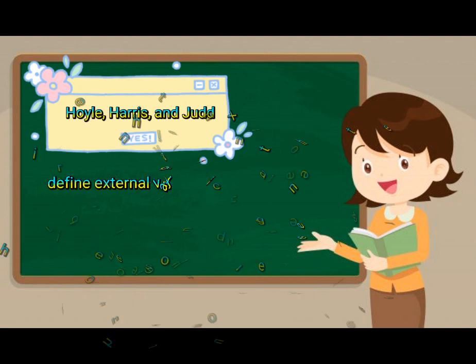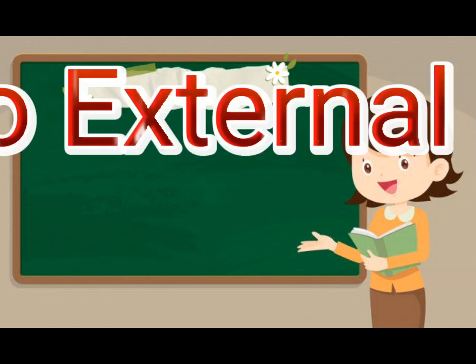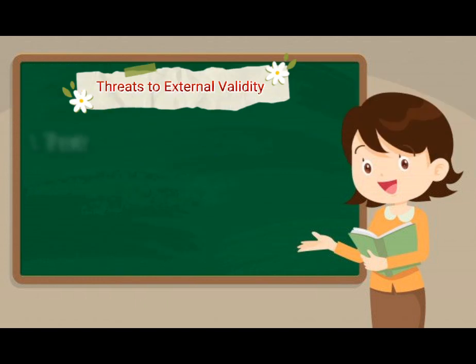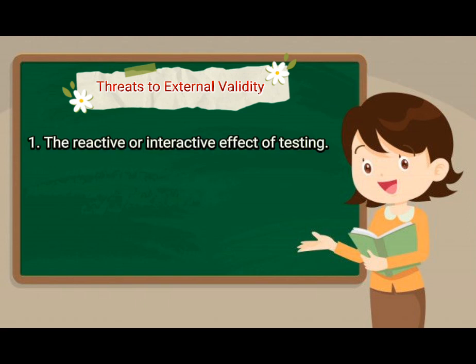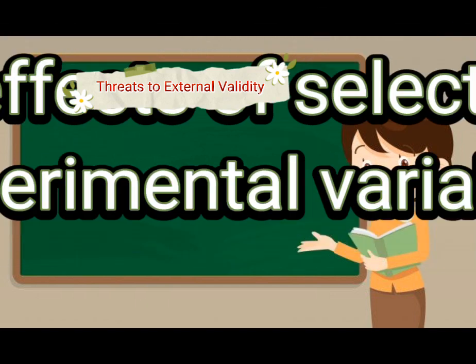Hoyle, Harris, and Judd define external validity as the extent to which one can generalize the results of the research to the populations and settings of interest in the hypothesis. Threats to external validity. 1. The reactive or interactive effect of testing occurs when a pretest increases or decreases the subject's sensitivity or responsiveness to the experimental variable.